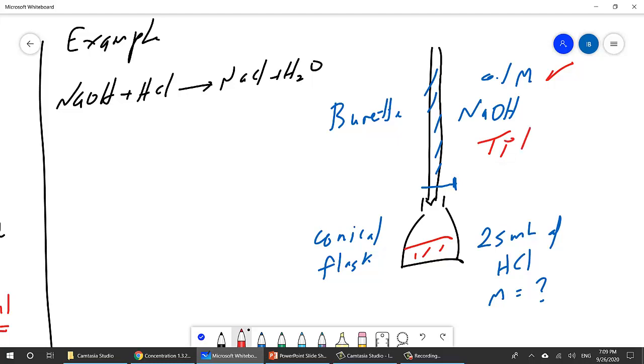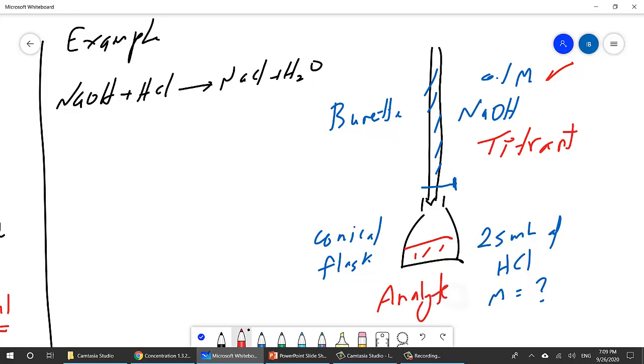And generally this is called the titrant. In the bottom, in the conical flask, I'm adding 25 milliliters of HCl of unknown molarity. So this is the idea of titration: you do a titration to find the molarity of the unknown substance, which in this case is the HCl.